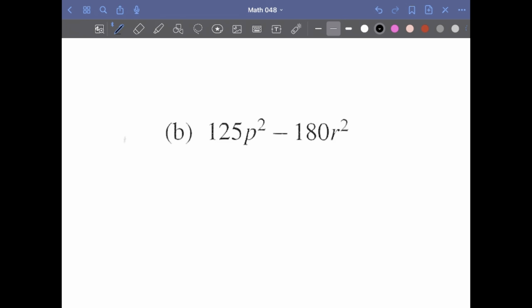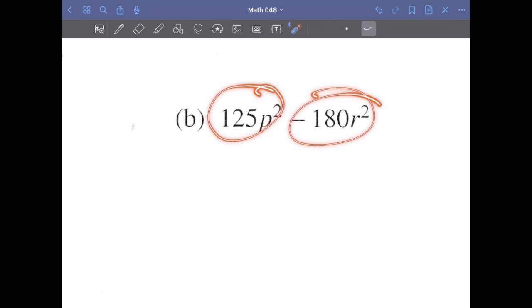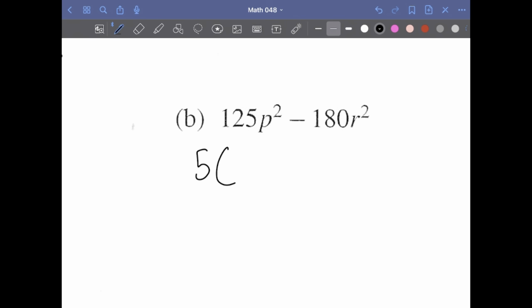But I see that they have a factor that I need to factor out. Both of these have 5 in common. So I'm going to divide both terms by 5 first. So 125 divided by 5 is 25. So factor out 5, we're left with 25 p squared minus 180 divided by 5 is 36 r squared, right?